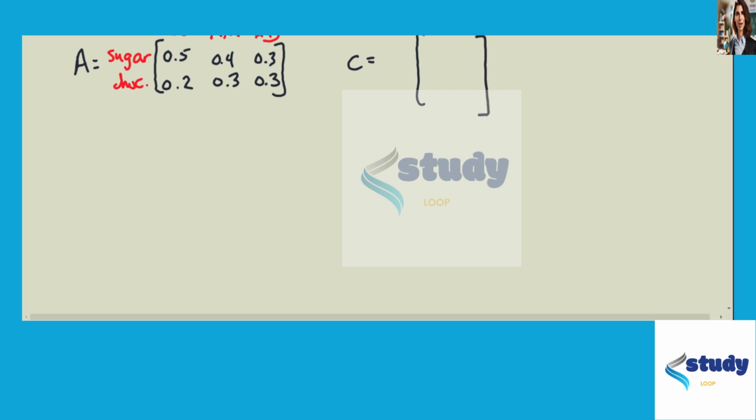Across the top, those are our 2 ingredients, sugar and chocolate. Down the side, these are going to be our 3 cities. And again, I'm going to abbreviate. We've got San Diego, Mexico City, and Managua. So those are our 3 cities.